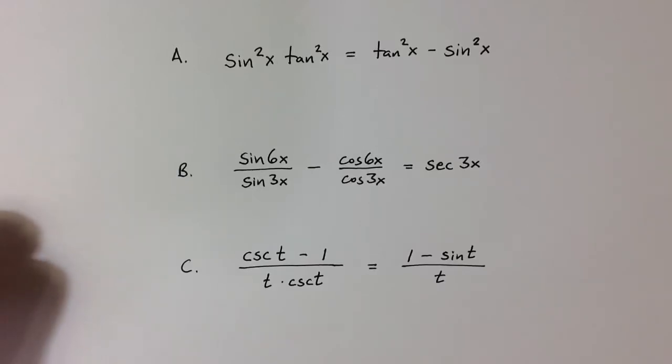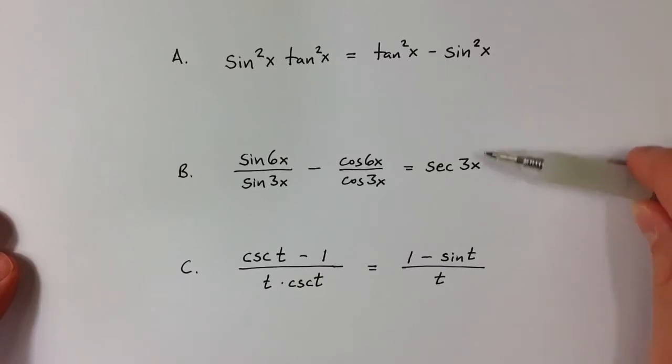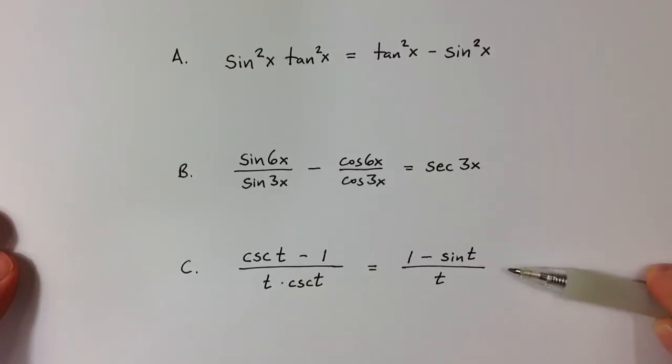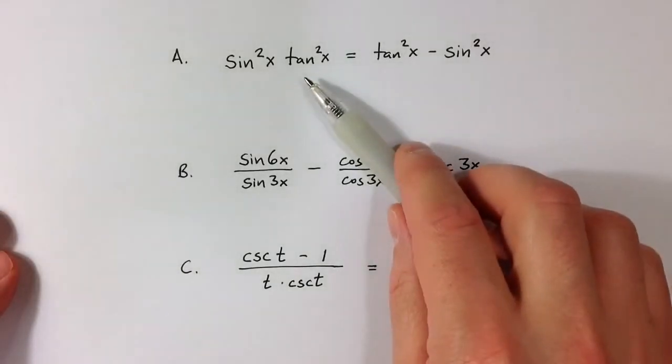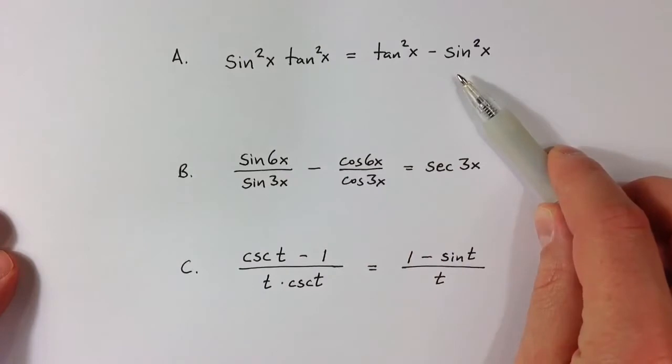Let's take a look at some general strategies for proving trigonometric identities. So here are three trigonometric identities, and in order to prove them, I want to show through a careful set of algebraic steps that the left-hand side equals the right-hand side.